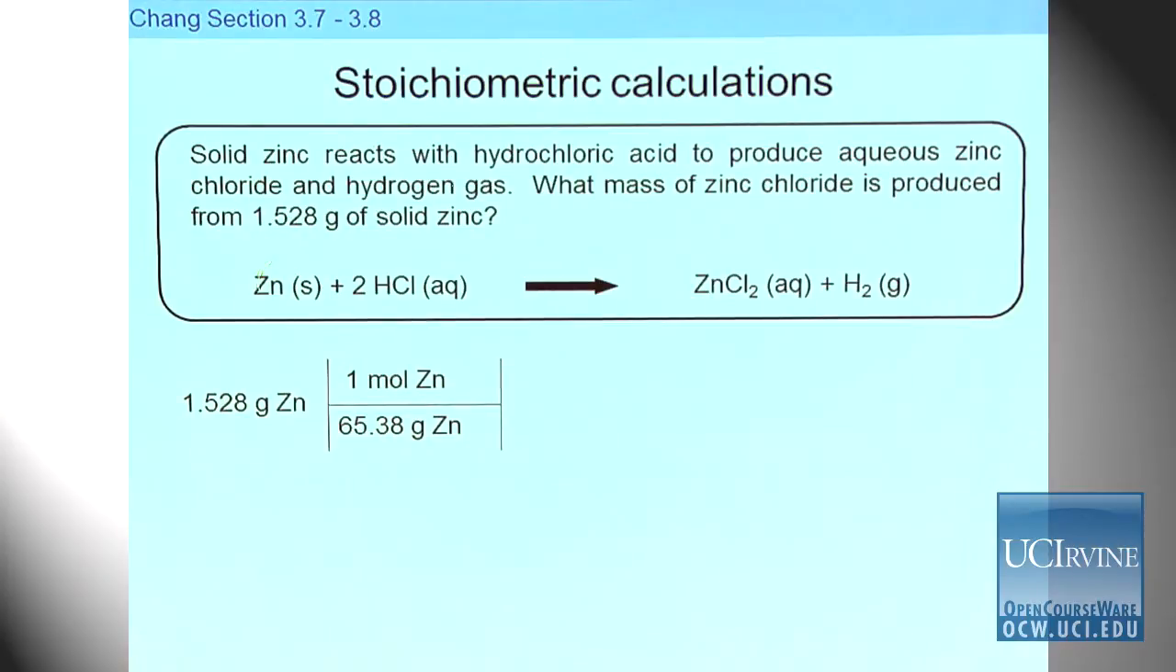And then I can see, okay, for each 1 zinc atom, I generate 1 zinc chloride compound. So it's 1 to 1. That means I can convert from zinc to zinc chloride, 1 to 1. But this doesn't have to be 1 to 1. I mean, you can have a chemical equation where this is 4 and this is 5.